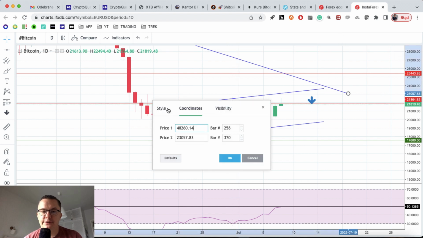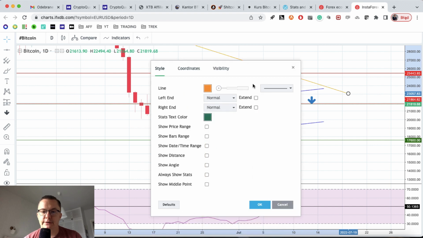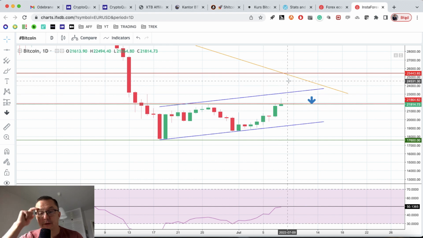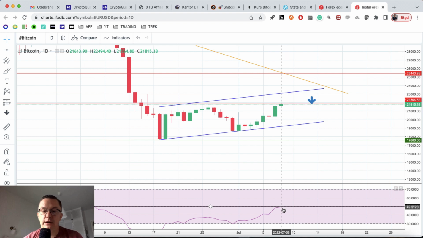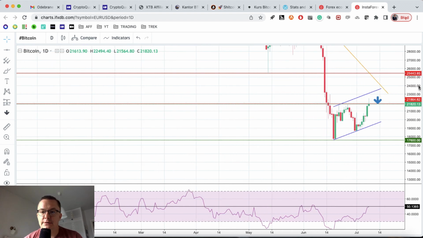Let me just change the color of this line to orange, not yellow. There you go. So we can easily know what we are talking about. After the breakout out of this consolidation channel, we should test the orange trend line. Momentum touched the level of 50. Neutral momentum right now. If we break and close above the level of 21,864, there is a chance for momentum to increase, for the market to rally towards the local trend line resistance.